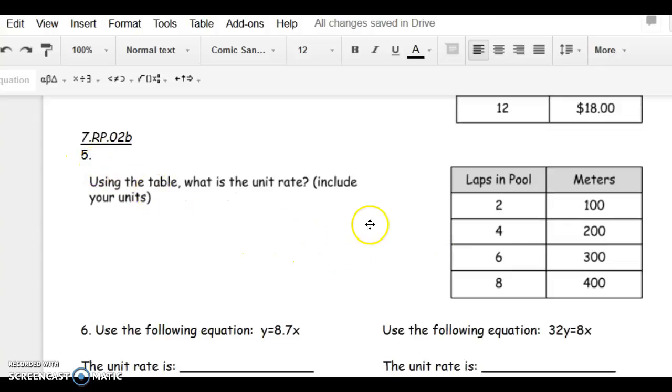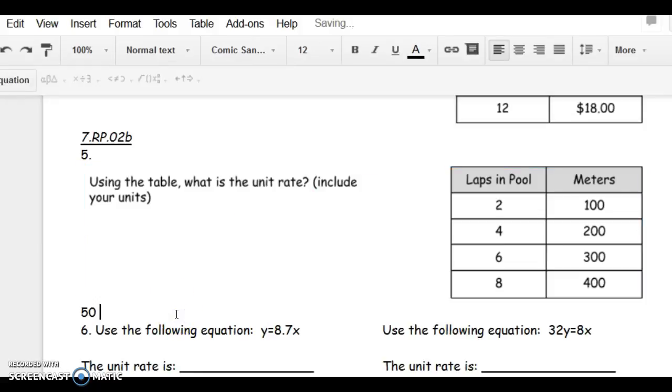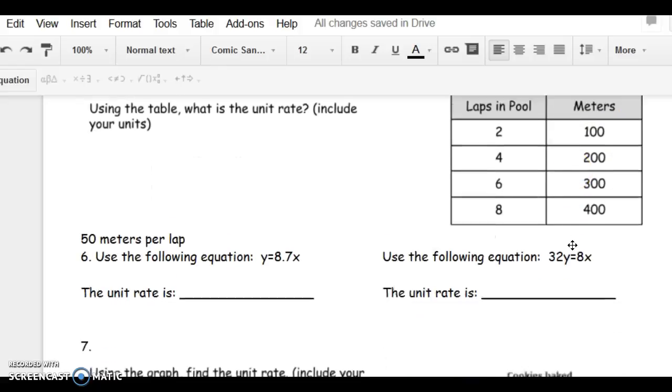7.RP.2b, what is the unit rate? So I'm assuming it's proportional because they're asking for the unit rate. If I'm not sure if it's proportional, I have to check to make sure, divide all of these, y divided by x, and then backtrack to 0, 0, making sure it goes through 0, 0. But I'm assuming it's proportional because they're telling me to find the unit rate. So I'm just going to divide 100 by 2. That gives me 50. So the answer is 50 meters per lap. The per lap, meters per lap, is what a lot of people missed.